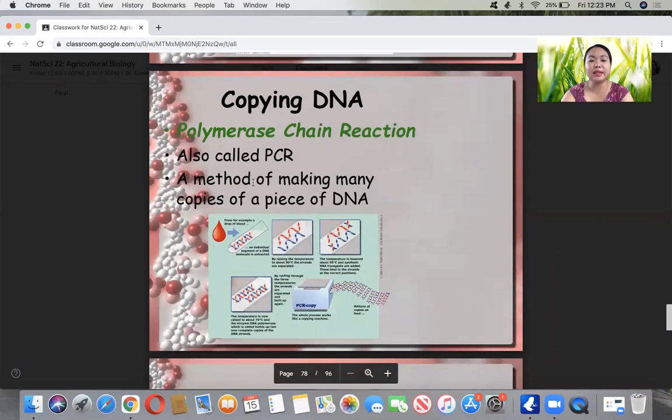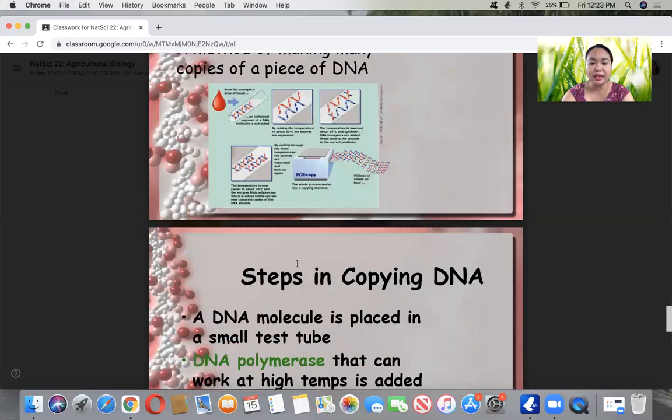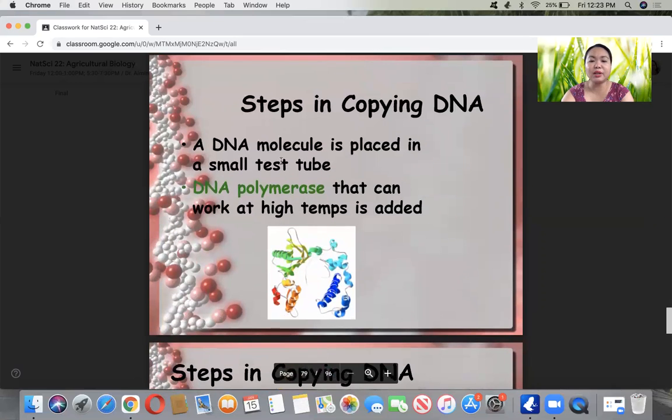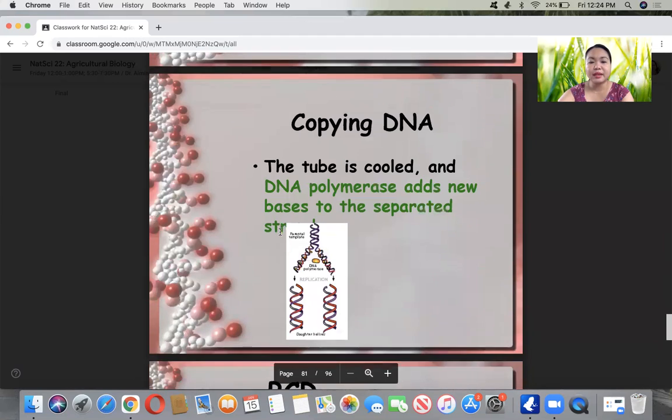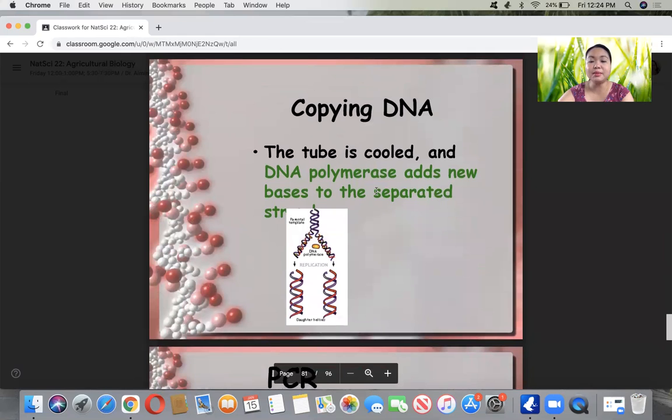And then the DNA is copied through the polymerase chain reaction, also called PCR, a method of making many copies of a piece of DNA. The steps include: a DNA molecule is placed in a small test tube, and DNA polymerase that can work at high temperature is added, and the DNA is heated to separate the two strands. Primers, short pieces of DNA complementary to the ends of the molecule to be copied, are added. Then the tube is cooled and the DNA polymerase adds new bases to the separated strands.